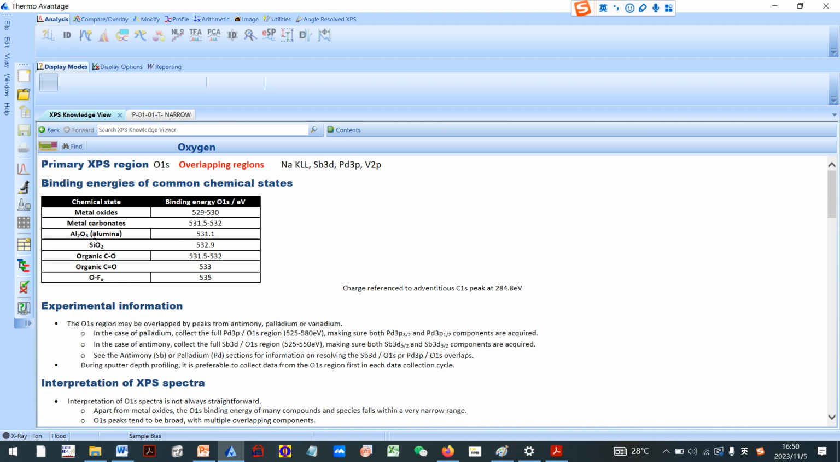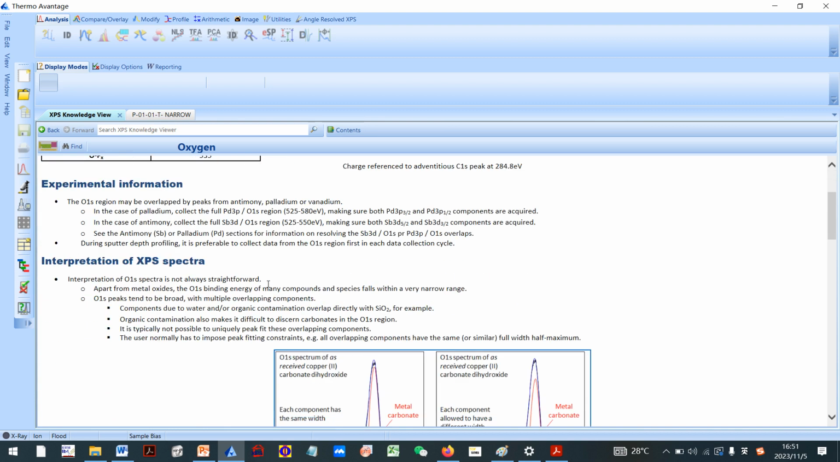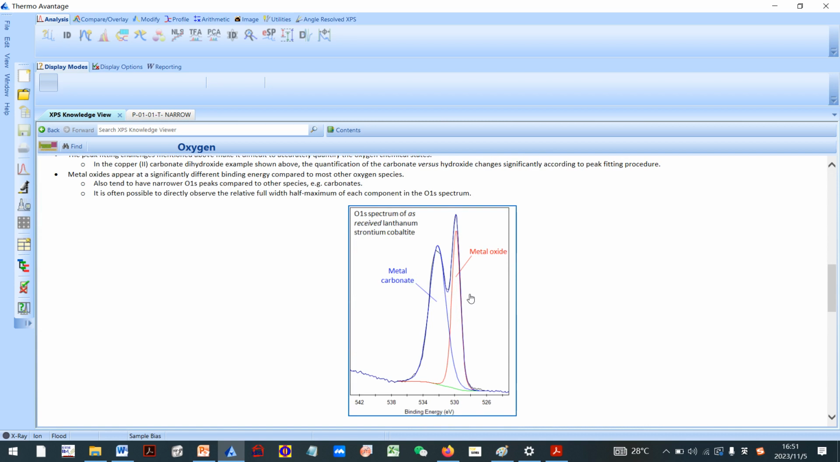For aluminum and silicates, the oxygen binding energy is also between 531 and 532, while for silicon dioxide, the peak binding energy is around 533. For organic silicon, the oxygen peak is around 532. So you can see the interpretation of oxygen spectra is not always straightforward, apart from metal oxide.